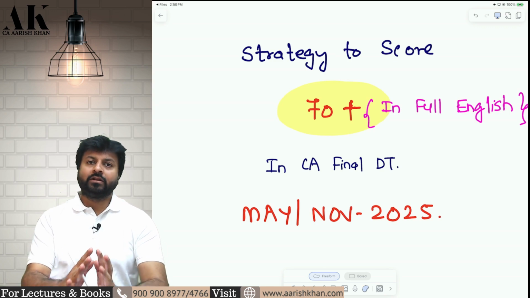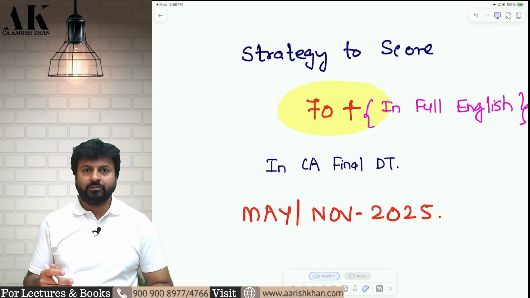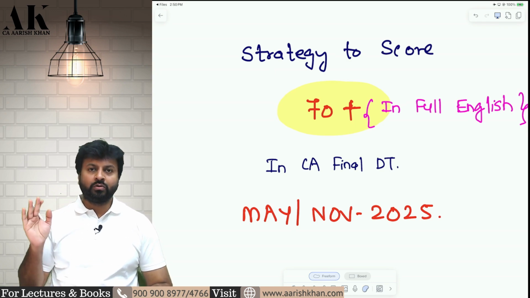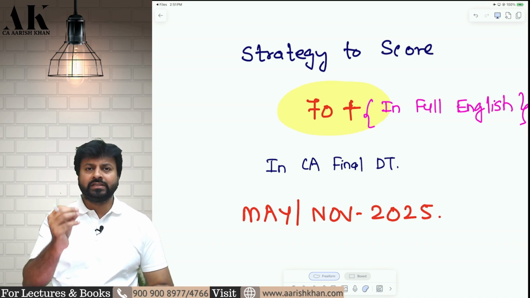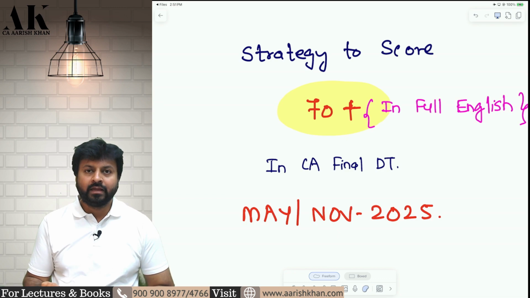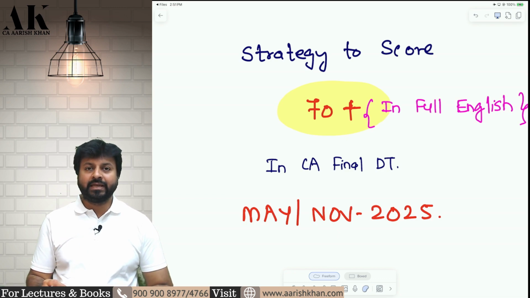So what exactly are we going to learn in this video? It will be a very short video. I'm not going to make it a very long video of 1 hour or 2 hours. It will be for a few minutes, where I'll be explaining how exactly and how easily you can score 70 plus in a difficult paper, in a gigantic paper like direct tax. Direct tax is considered to be one of the biggest papers out of all your 6 papers.